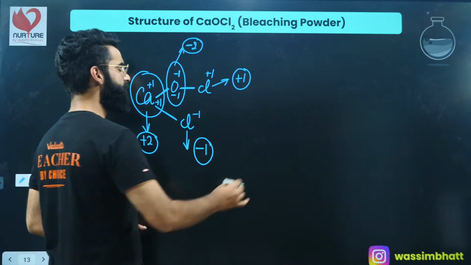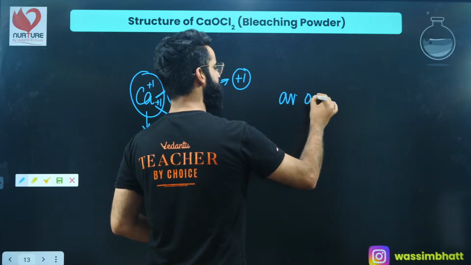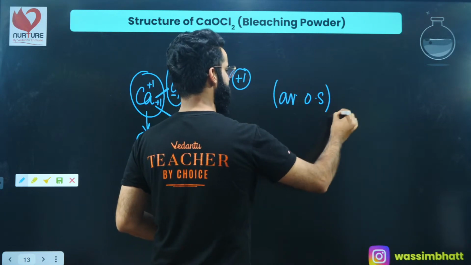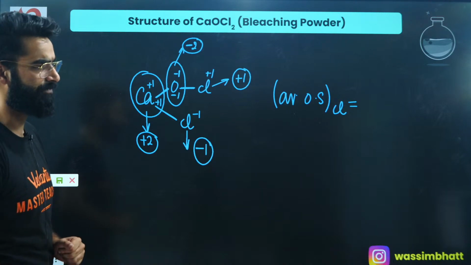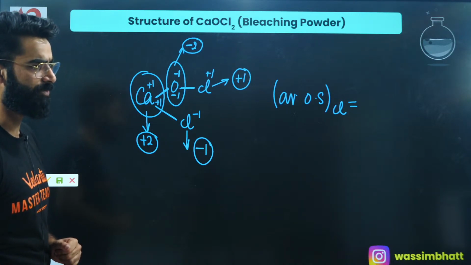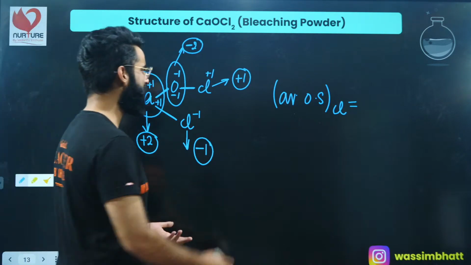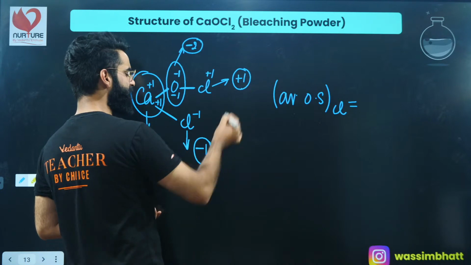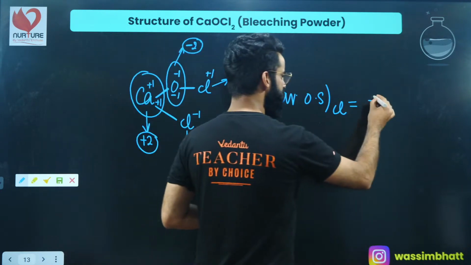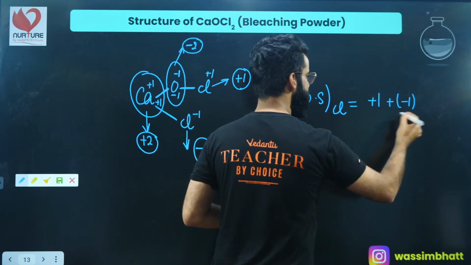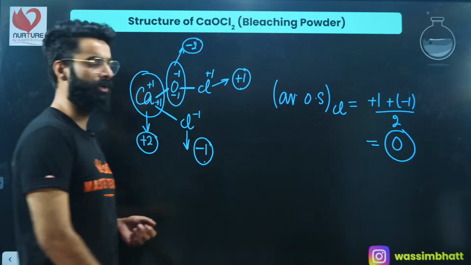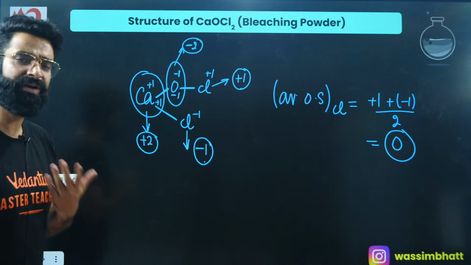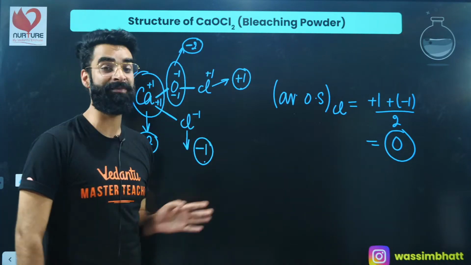Okay, if I ask you what is going to be the average oxidation state of chlorine in the case of bleaching powder? See, what is the net charge present on chlorine? +1 and -1, right? So +1, -1 divided by 2 chlorine atoms. So the average oxidation state of chlorine will come out to be 0, right? Average oxidation state of chlorine in bleaching powder is coming out to be 0.